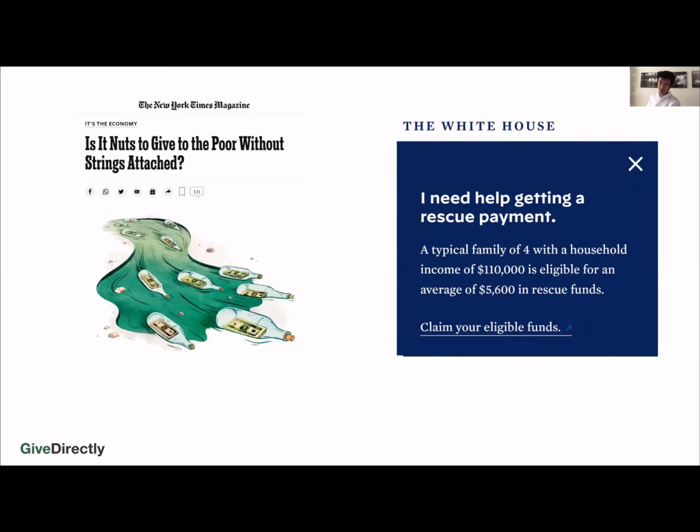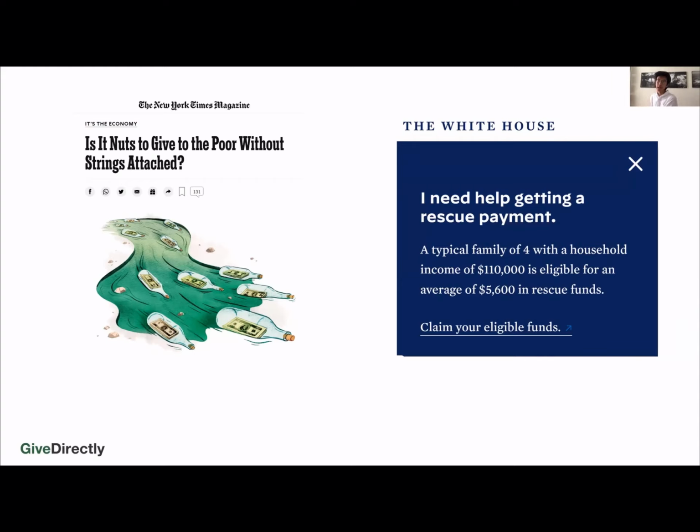So I'll just jump in here with two images, one on the left and the other on the right. The one on the left is from 2013. It's a New York Times piece that was written about GiveDirectly and our work with the headline, "Is it nuts to give to the poor with no strings attached?" Basically, 8 years ago, we were asked, are we crazy?